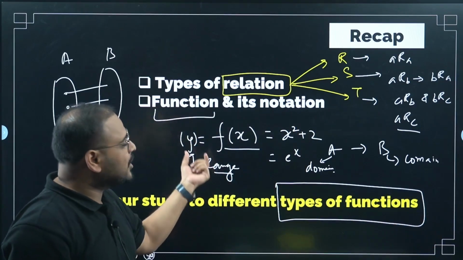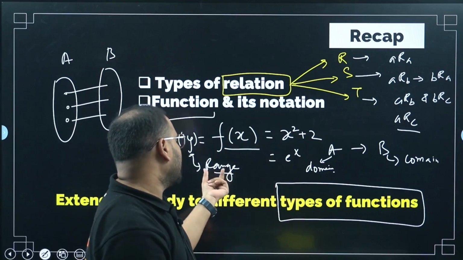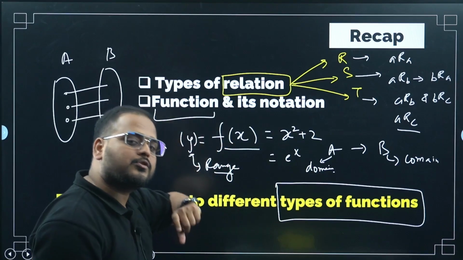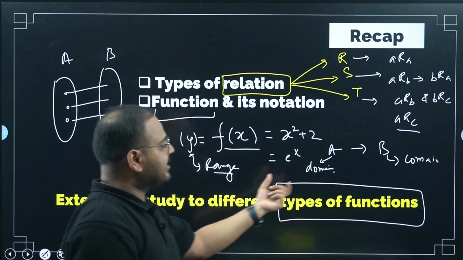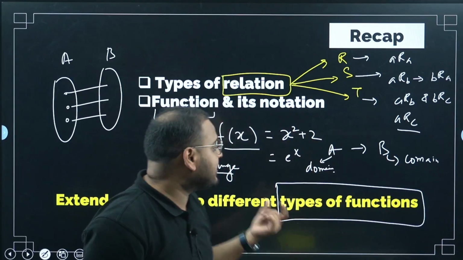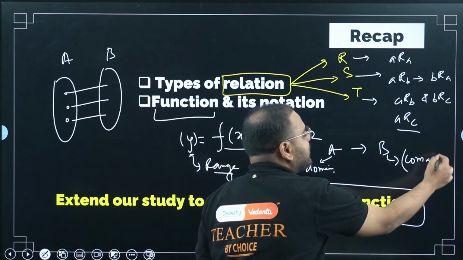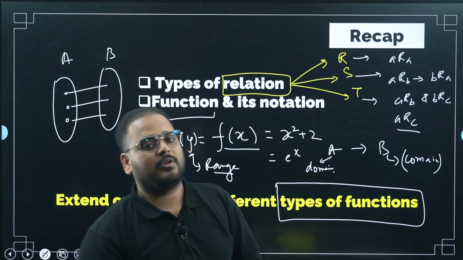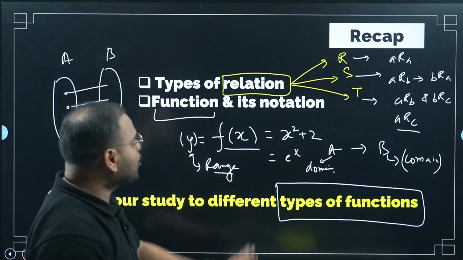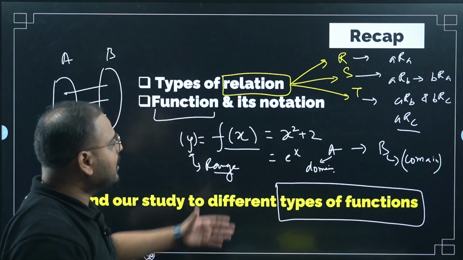So in some cases range and codomain are equal. For a function you can also take cases where range and codomain are equal. Not domain, I misspelled. So range and codomain. Chaliye, I hope you understood.